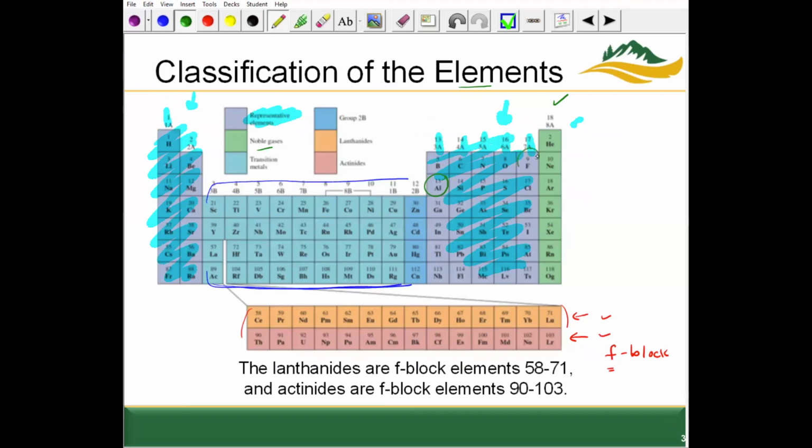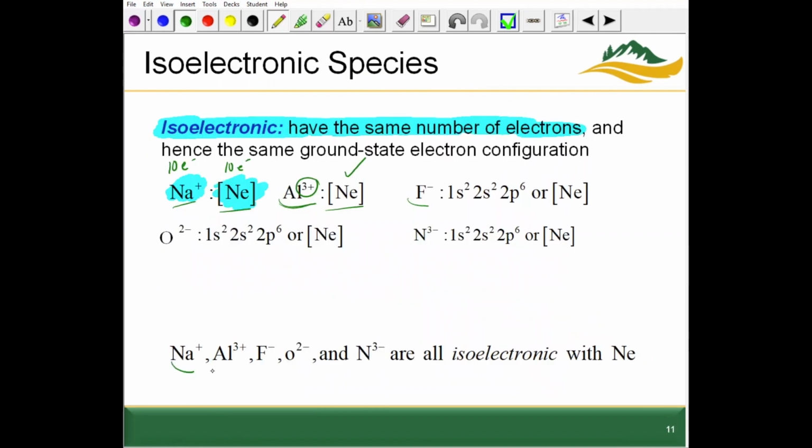F-, well, fluorine has 9 electrons, but when it's in its F- form, its anion form, it's gained an additional electron to become 10 electrons total, or the same as neutral neon. So these are all isoelectronic with one another. So F- is isoelectronic with Al3+, which is all isoelectronic with sodium plus. So isoelectronic atoms all have the exact same number of electrons.